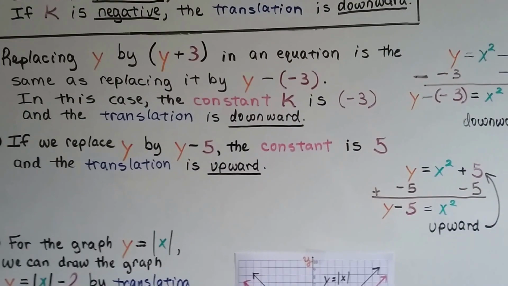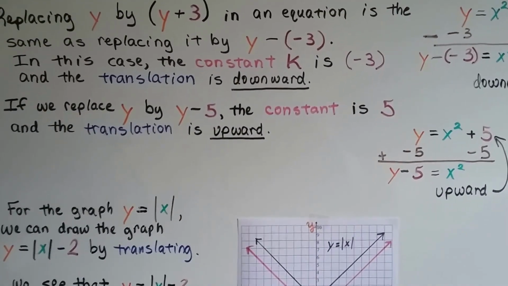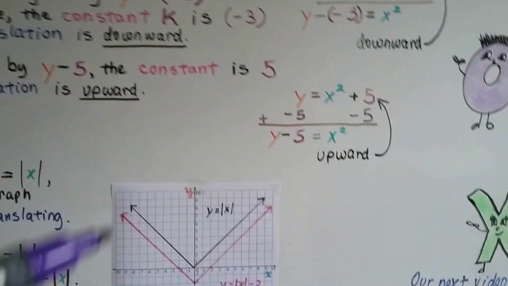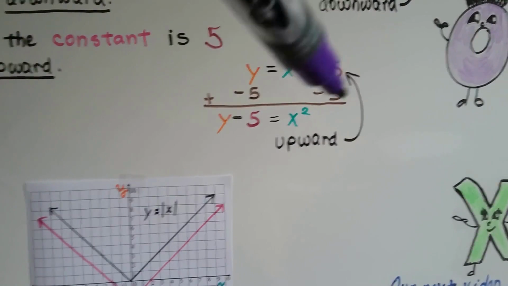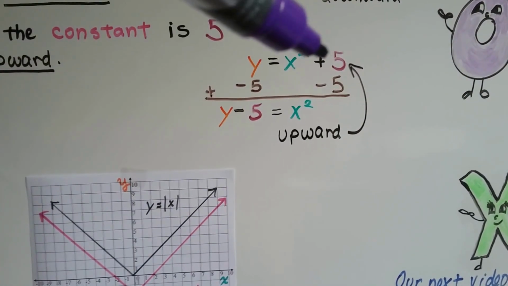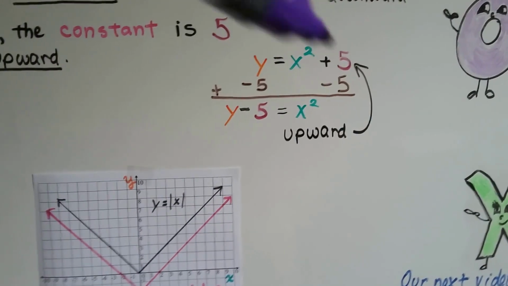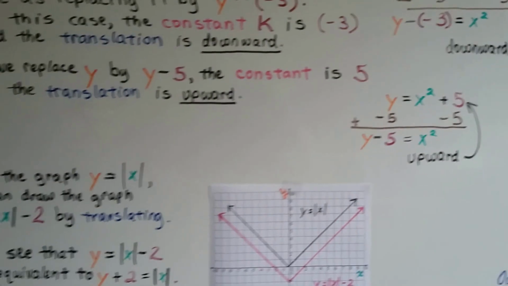So, if we replace y by y minus 5, the constant is 5, and the translation is upward. So if we had x squared plus 5 on this side, and we added a negative 5 to each side, we get y minus 5 equals x squared. Well, that's a plus 5 on the x side. That's an upward translation, see? On the y side, it's a minus 5, okay?